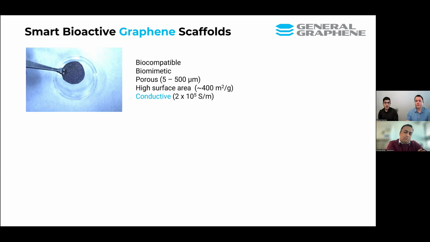The structure is highly porous, so you have pores that are on average 250 micrometers, but some pores range from 50 all the way to 300 microns, or 500 microns at the most. What this porous structure does for the cell culture application is give the cells adequate surface area to migrate and spread on the structure, and also provide adequate spacing for oxygen and nutrient transfer.